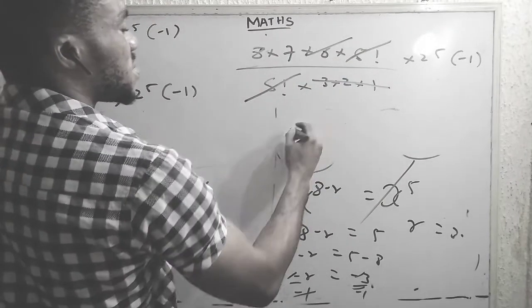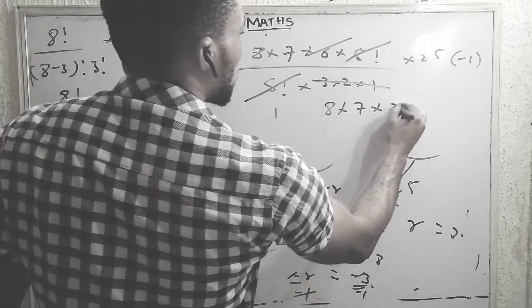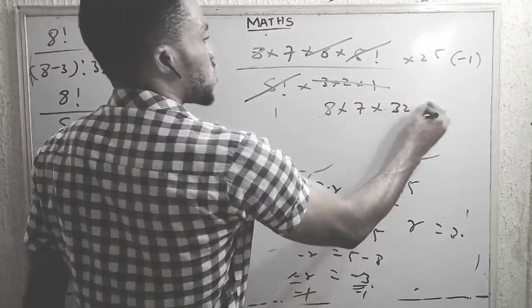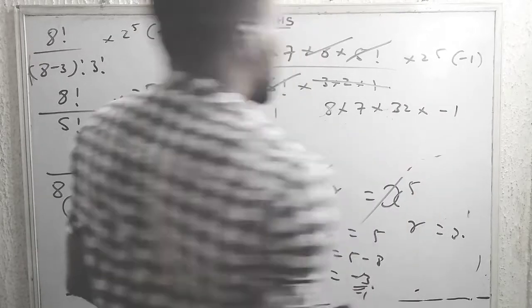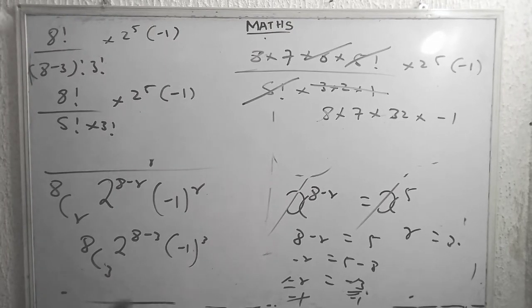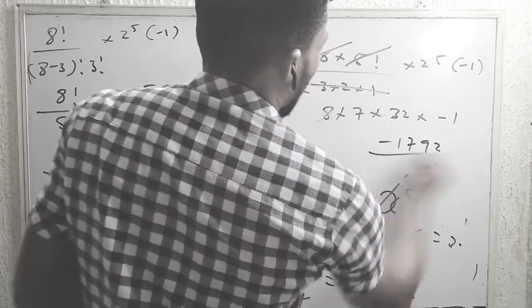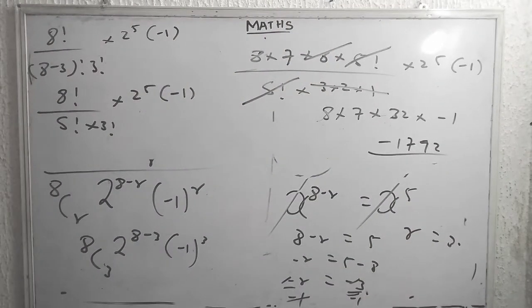So I have this times this, which is what? 8 by what? 7 times what? 2 raised to the power, which is what? 32 times minus 1. So when I punch that, I think I will have a value in this manner. So we will have minus 1792 as our answer if we should punch that in the calculator.